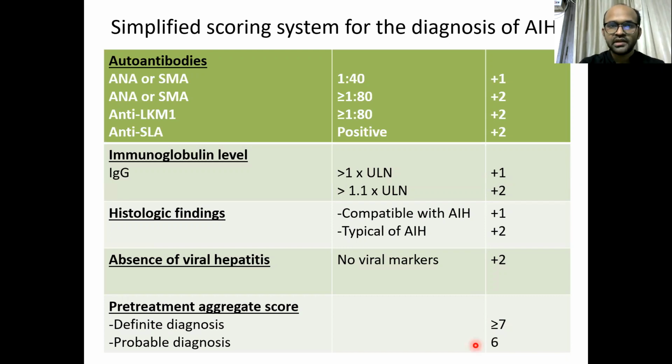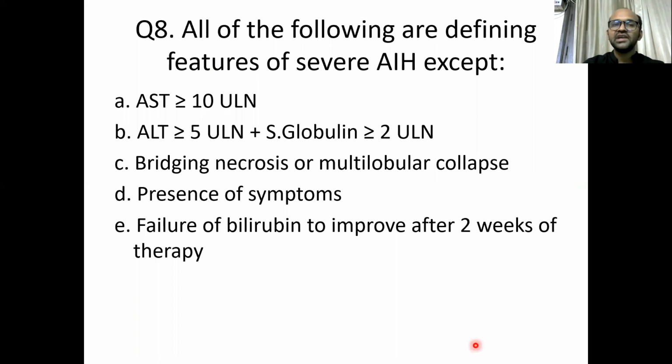All right. Now, all of the following are defining features of severe autoimmune hepatitis except. If your AST is more than or equal to 10 times upper limit of normal, it is severe autoimmune hepatitis. If ALT is more than or equal to 5 times upper limit of normal and gamma globulin is more than 2 times upper limit of normal, again, it portends poor prognosis, right? Bridging necrosis or multilobular collapse again points to severe autoimmune hepatitis. And if the patient is symptomatic because of the autoimmune hepatitis, it is always severe autoimmune hepatitis, right?